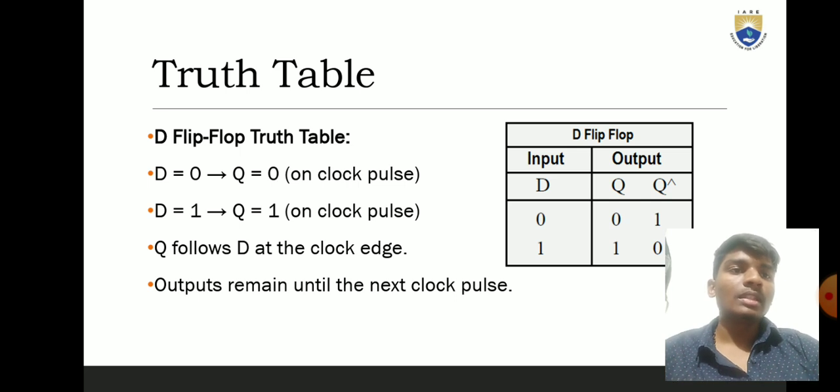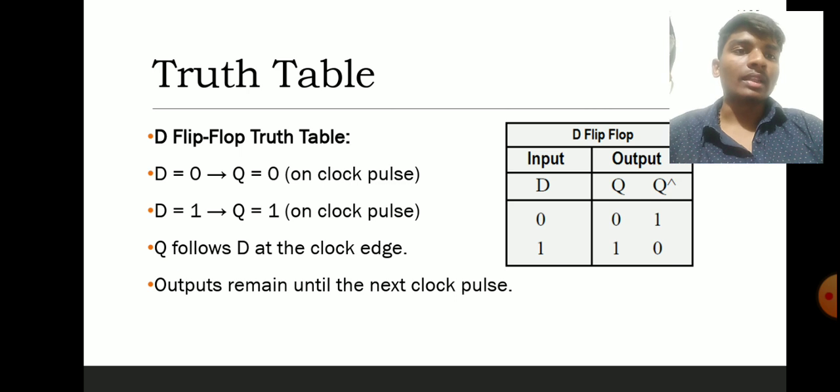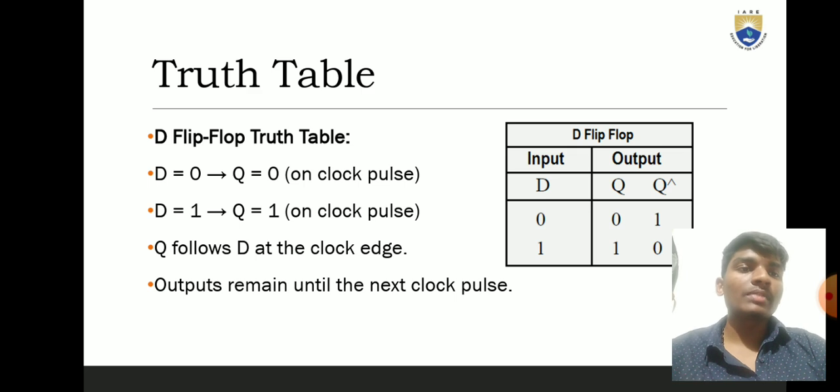So D input is 0, then output is 0, and the Q dash is 1. It is a complement. When input is 1, output Q is 1, and complement of Q is 0.